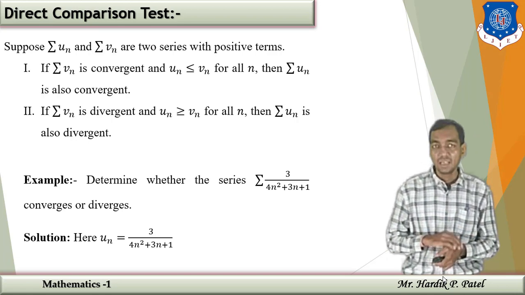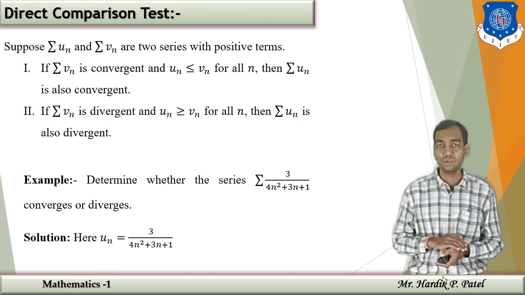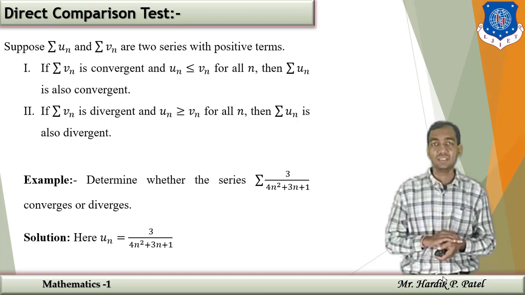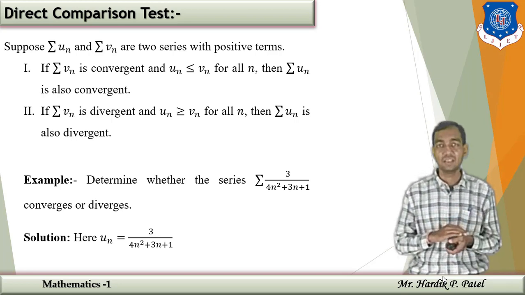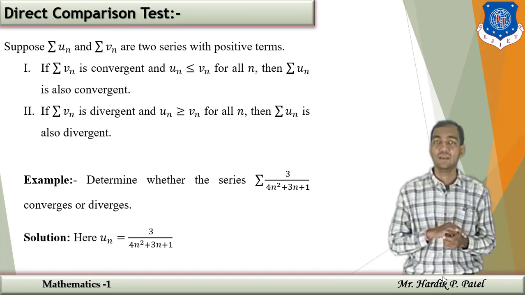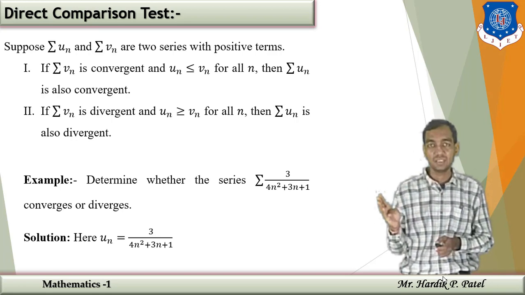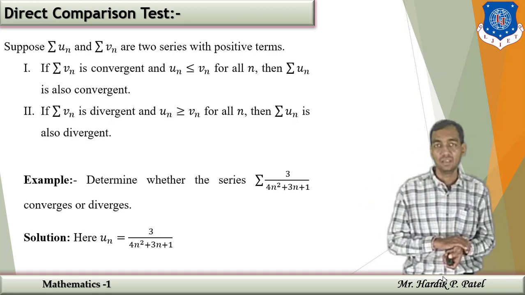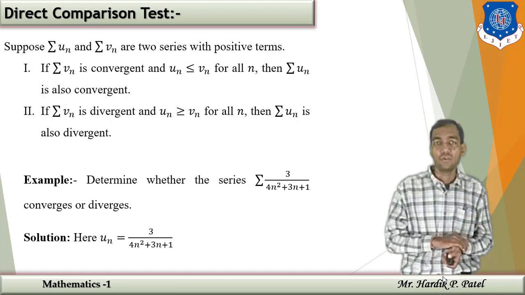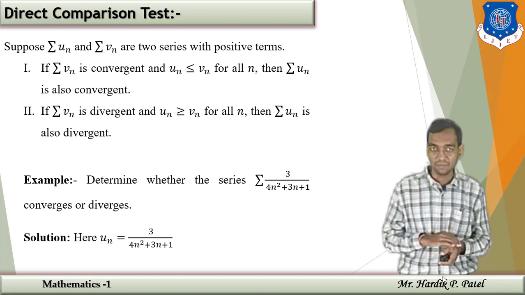Vice versa, if sigma Vn is divergent and Un is greater than or equal to Vn, then the smaller series is divergent, so the bigger series is divergent. That means sigma Vn is divergent, therefore sigma Un is divergent. So please remember, if the larger series is convergent, then the smaller is convergent, and if the smaller is divergent, then the larger is obviously divergent, because we are considering positive term series.